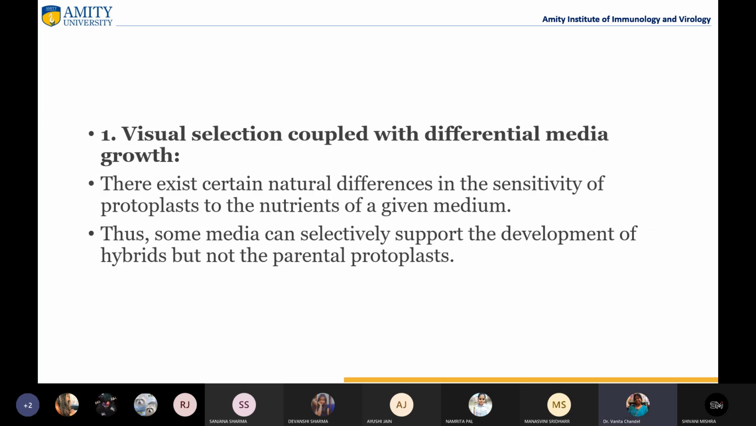Then visual selection coupled with differential media growth. So there exist certain natural differences in the sensitivity of the protoplast to the nutrients of the given media also. So some media can selectively support the development of the hybrids, but not the parental protoplast. So we can do that way also, right?